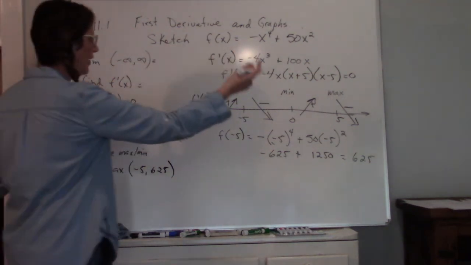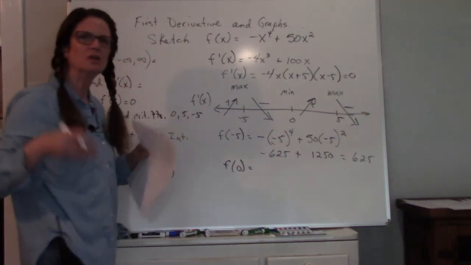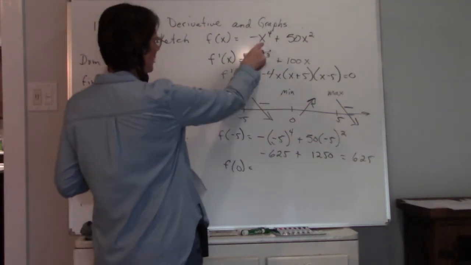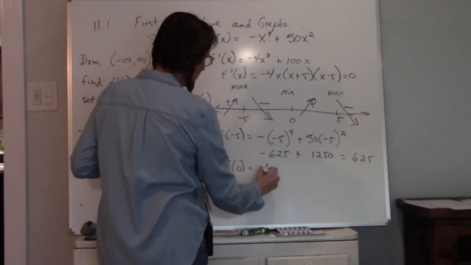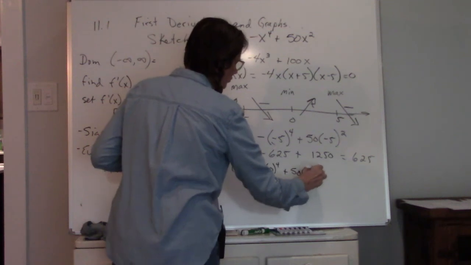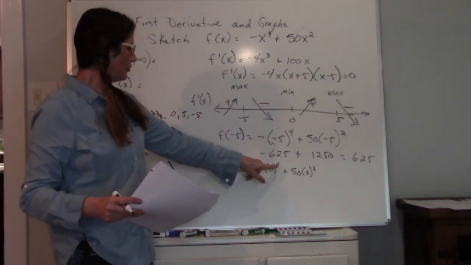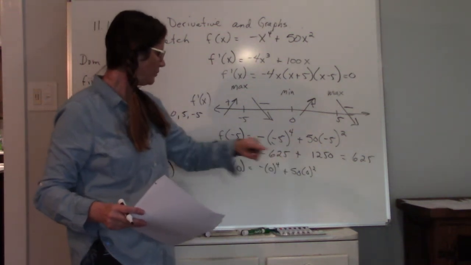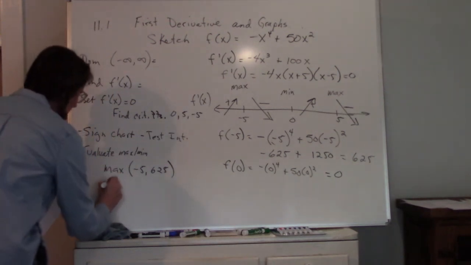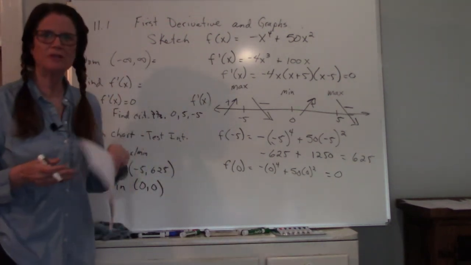Okay, now we're going to evaluate our minimum. Again, back to the original function. So when x is 0, this dumps out to 0. You don't even have to do this, but I'm showing it to you so you don't accuse me of skipping steps. So 0 to the 4th is 0, plus 50 times 0 is 0. So at 0 is our minimum. So our minimum is at the point 0, 0.